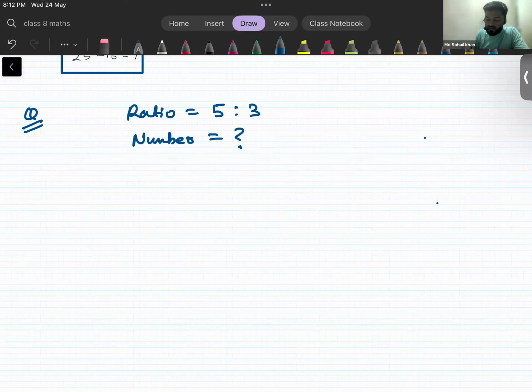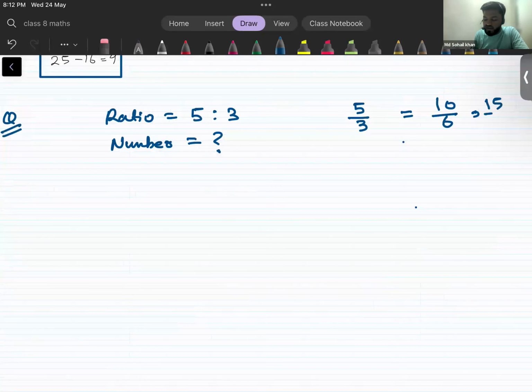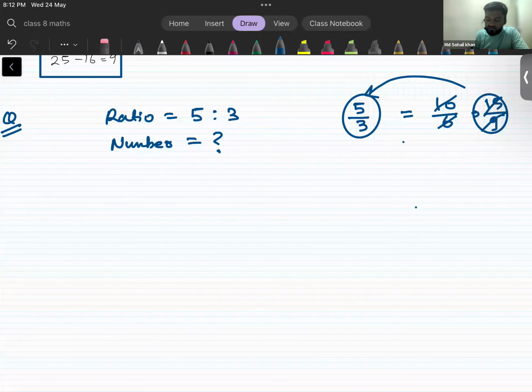When I say that the numbers are in the ratio of 5:3, the question is not specifically mentioning the given numbers. You don't say the numbers are 5 and 3. It is the ratio of the two numbers. The numbers could be like this also. It could be 10 and 6 also. Yes, the numbers could be 15 and 9 also. If you further simplify 15 upon 9, you will get 5/3. So 5/3 is the simplified form of the two numbers given.